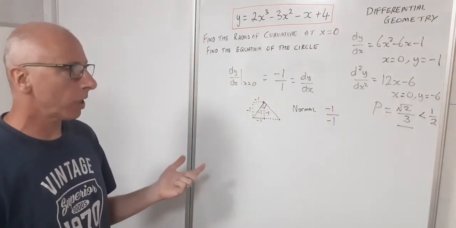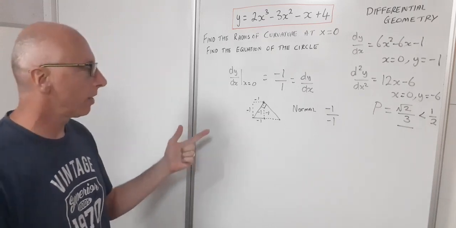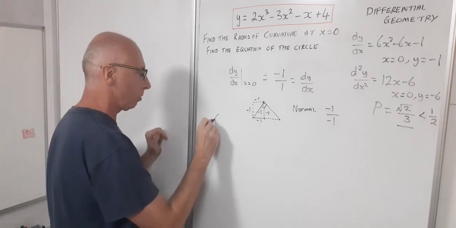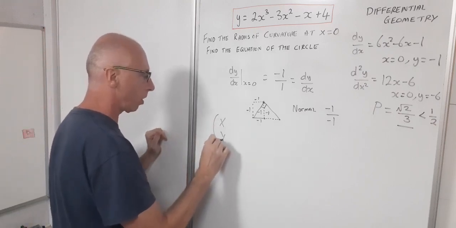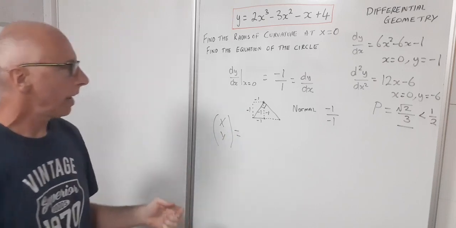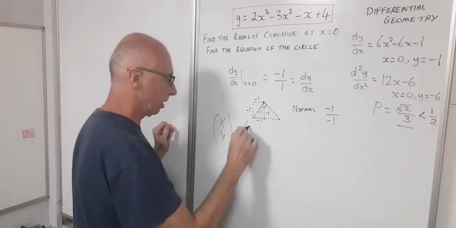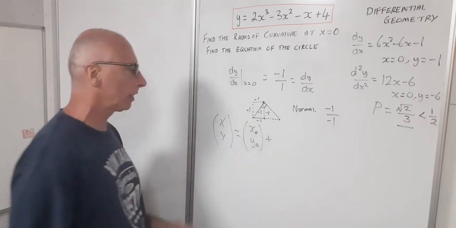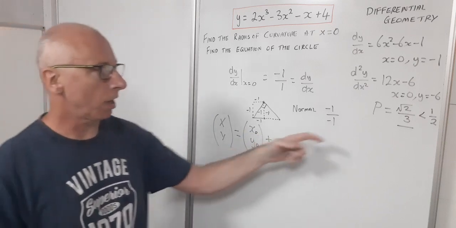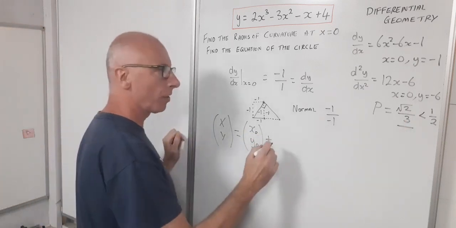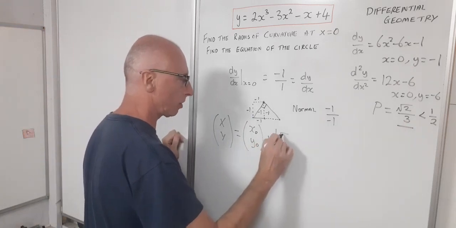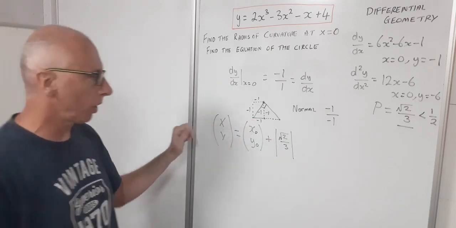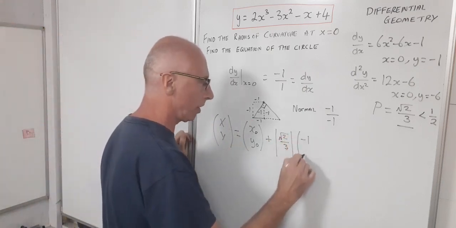Now, what we can do now, if we want to find where the centre of the circle would be using that radius, is set up our vectors x and y, and that would equal x at 0, y at 0, so our starting point, and then we add on the scalar multiple, which is our radius, √2 over 3, absolute value of that, and then we can multiply that by our new points. So that's then -1 and -1.